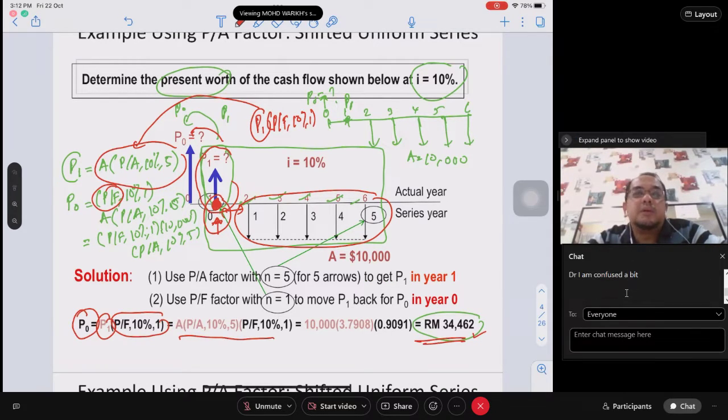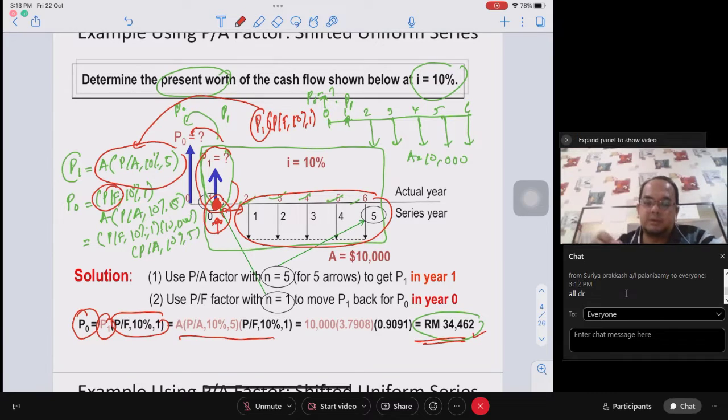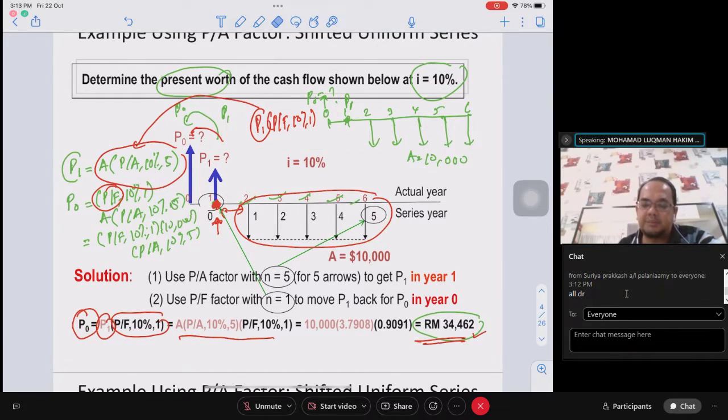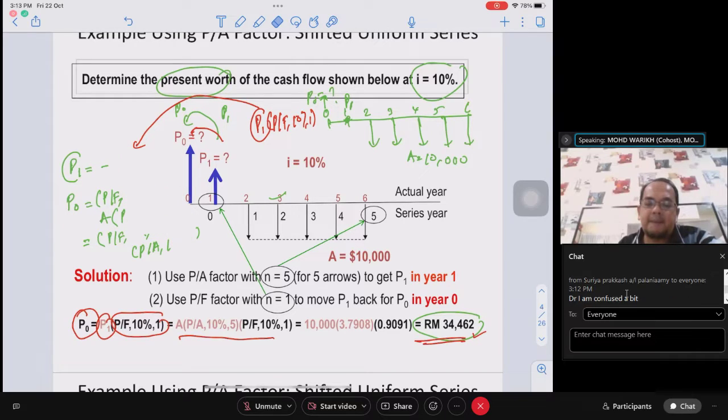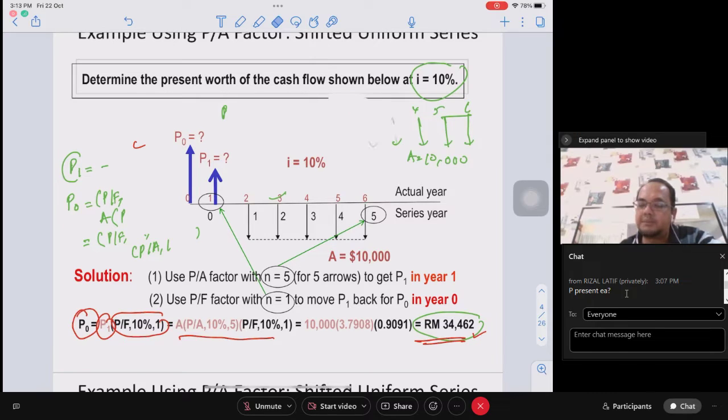Doctor, can you explain what is going on with the cash flow, and when it starts and when it ends? Cash flow diagram. Yeah, cash flow diagram, there is nothing. What is confusing about the cash flow diagram? Kiranya dari start dari mana benda tu kira lah. Nanti tak faham. Okay.